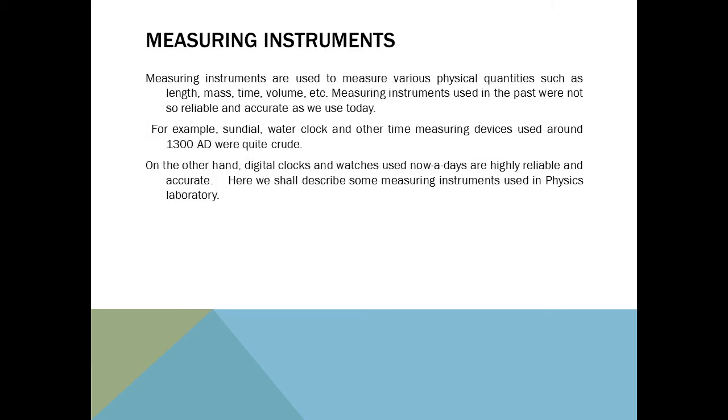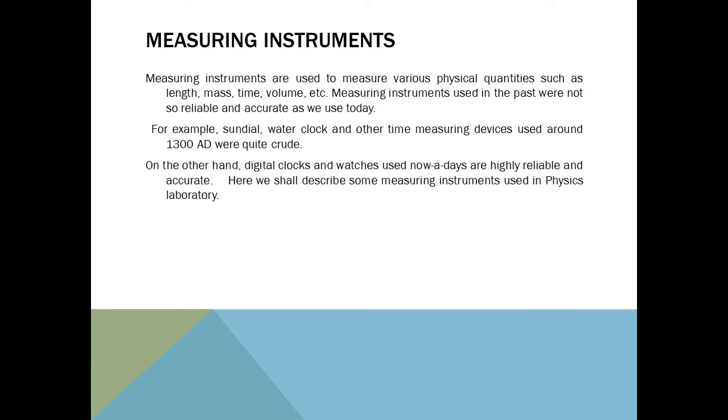So next is measuring instruments. Measuring instruments are used to measure various physical quantities such as length, mass, time, volume, etc. All base quantities or derived quantities are measured by measuring instruments. The instruments used in the past were not as reliable and accurate as those we use today.